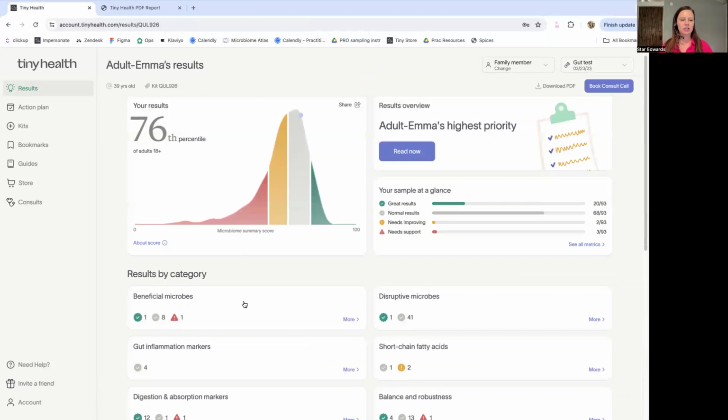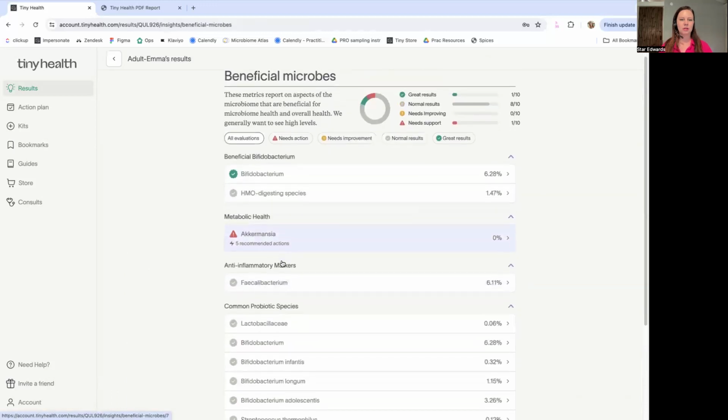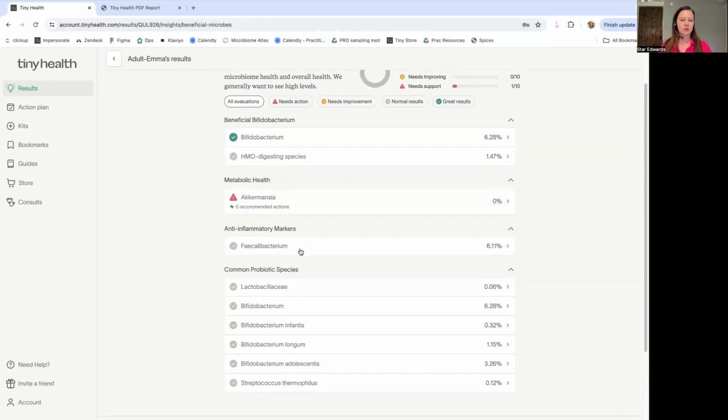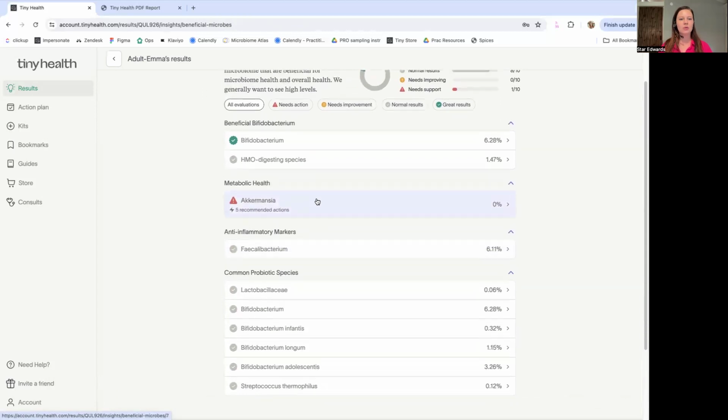Now we're going to click into beneficial microbes. These are microbes that we find to be very important and healthy, and in this case for adults. And if there is anything that is flagged, so gray, anything that has a little gray check mark next to it means that it's at healthy levels. If it's green, that means it's above and beyond. It's really, really good. And the red means that it is out of range. So we want grays and greens.